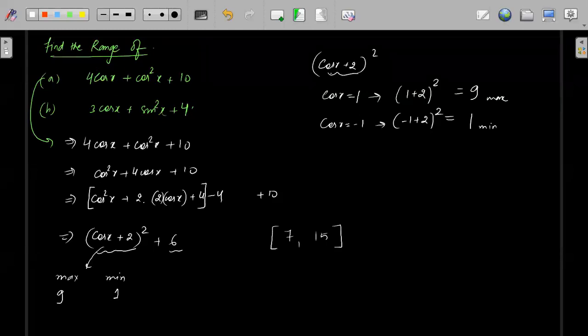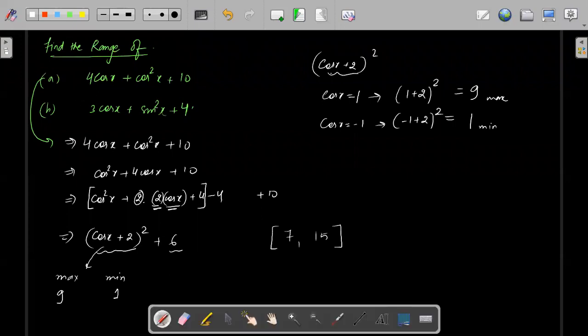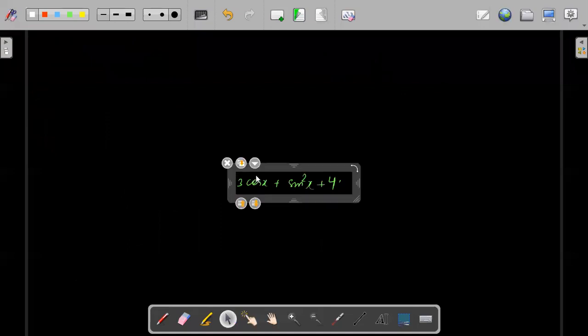But 4 cos x, I have multiplied 2 into 2 cos x. So 2 is the second term. (a plus b) whole square is a square plus 2ab. So this is 2ab I'm comparing. Okay. Second one, let's see this part.